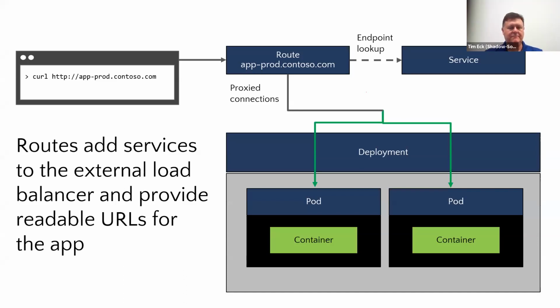Appreciate it. Yep. Awesome. And we already kind of rolled right into our next slide, which is routes expose services and load balancers to provide readable URLs for the app. So this is the way you're going to get access from an application talking through a URL, correct? Or talking to a DNS entry as opposed to having IP addresses exposed.